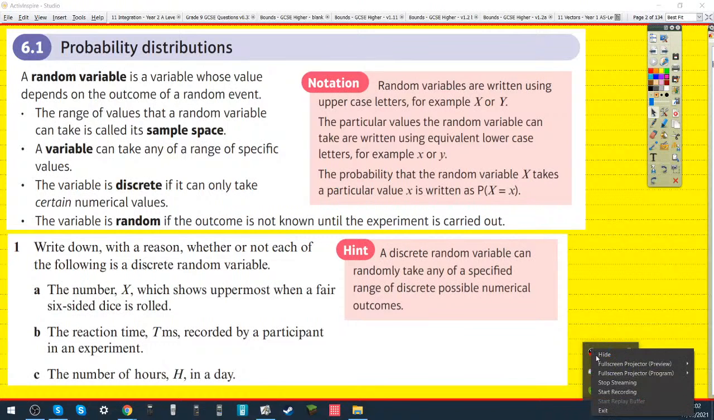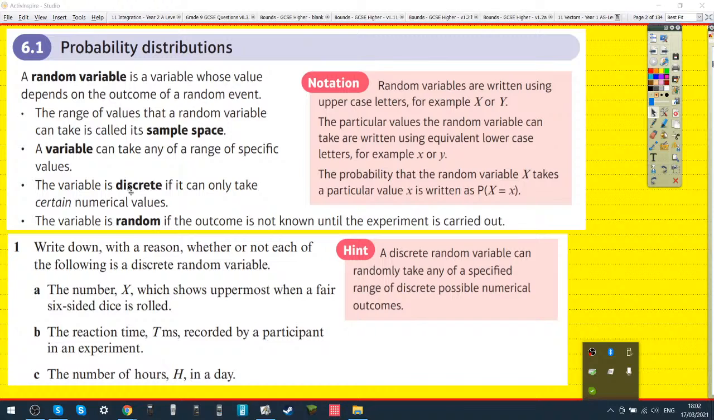Representation, and then you'll have to use it. So a random variable is a random value, and its value can vary. A variable can take any of a range of specific values. The sample space is all the values it can take. Discrete means it can only take certain values, like shoe size 9, 9.5, 10, 10.5. Whereas if it is continuous, it can take any value, like 10.1 centimeters or something.